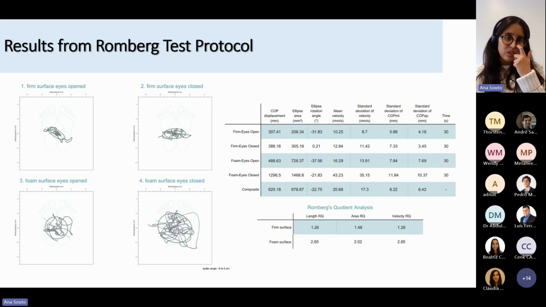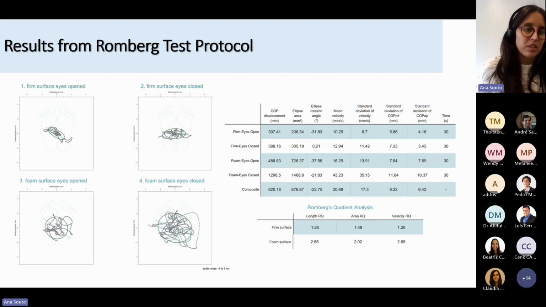Okay, now the results from the Romberg test protocol. So here what we can see are the statokinesiograms from each condition and the tables with all the metrics from all the conditions. So let's look at the statokinesiograms very quickly.